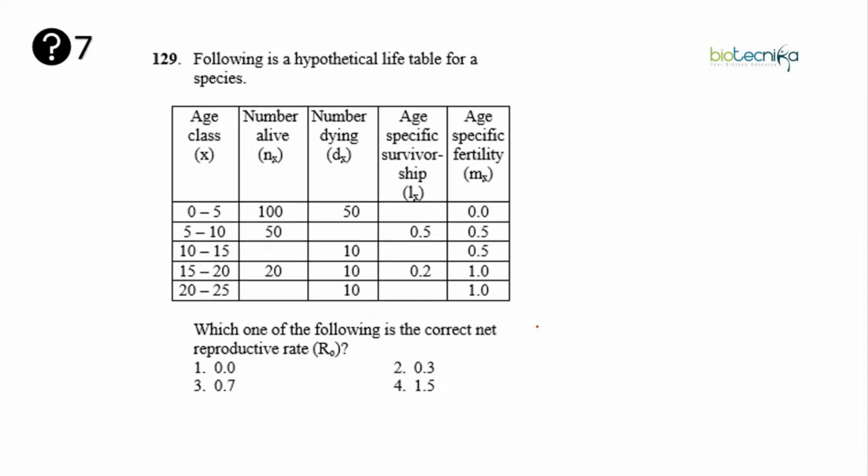So, do you know how to do these questions? You have to do a bit of back calculation here. They have given you nx, dx, lx, mx, and they have given you R0. You have to find out R0, the net reproductive rate. The formula for net reproductive rate, R0, is the summation of lx into mx.